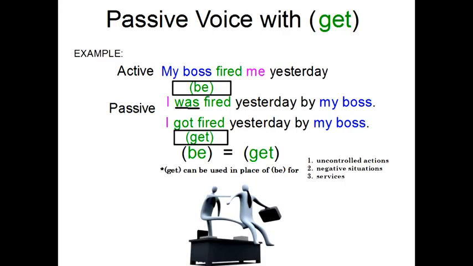I can use get for three different types of passive voice. The first type is an uncontrolled action. So for example, my boss fired me. That was something I couldn't control. I can say, I got fired yesterday. Or maybe a negative situation. Again, this example is negative. I can say, I was fired. Or I can say, I got fired. And the last reason is for services, which is what our focus is today.